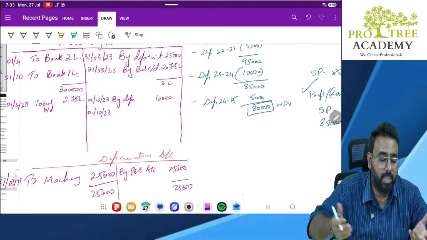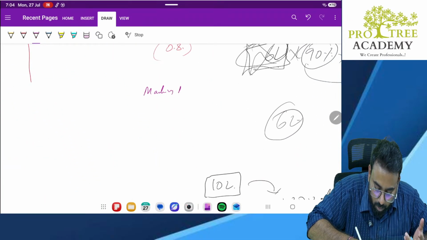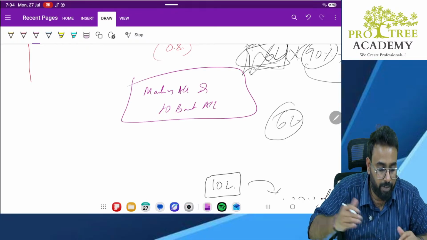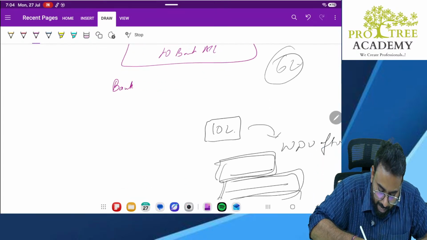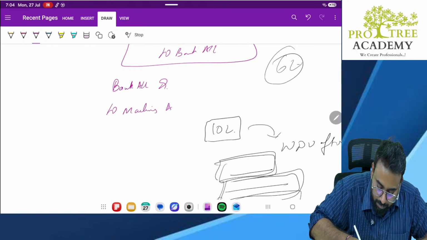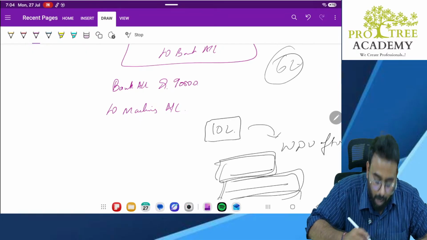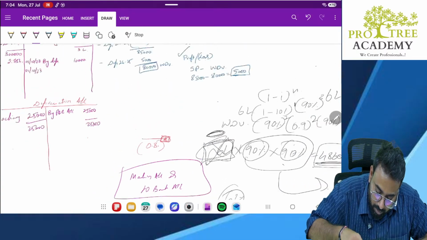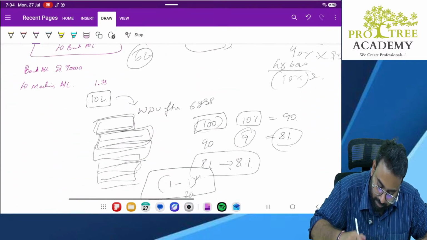Then, did we sell the asset also? What is the entry when we buy the asset? The entry is machinery account debit to bank account. This is the entry which we pass when we buy the asset. Now when you sell the asset, what will happen? Exactly ulta. Bank account debit to machinery account. In our case, how much money did we receive in bank? 90,000. How much was the book value of the machinery? How much? Have we calculated it somewhere? 1.7 lakhs.